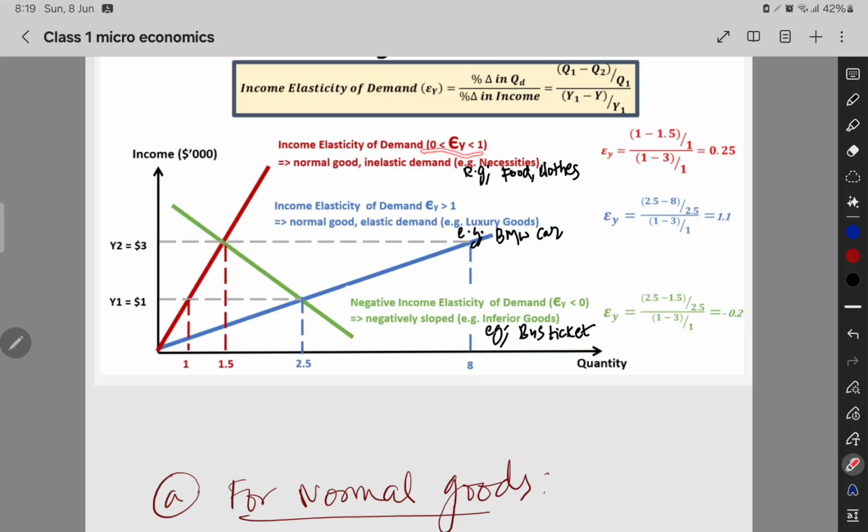For necessities it is very regular, it is between 0 and 1. But when it comes to luxury goods, people are going to buy them when income is increased. Therefore, elasticity will be greater than 1.